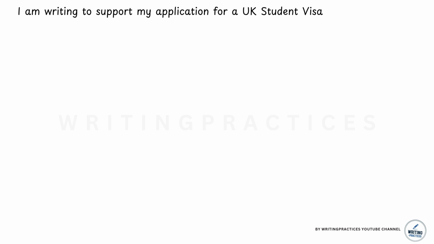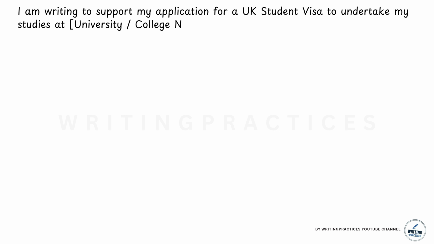Opening paragraph. State the purpose clearly. Now begin by explaining why you are writing. Example: I am writing to support my application for a UK student visa to undertake my studies at the University of Manchester in the United Kingdom. This opening immediately explains the purpose of your letter. It sets a professional tone and introduces your application clearly.